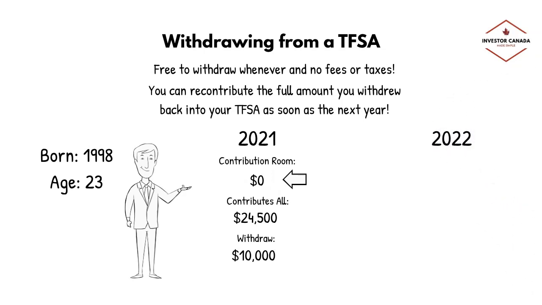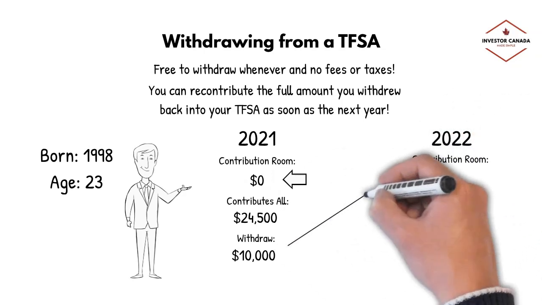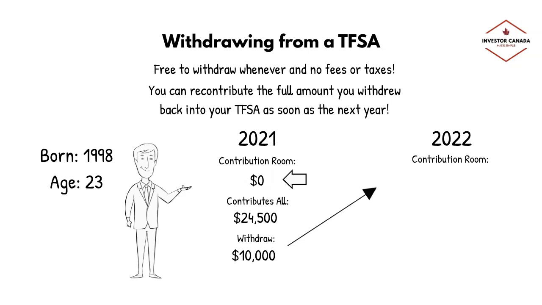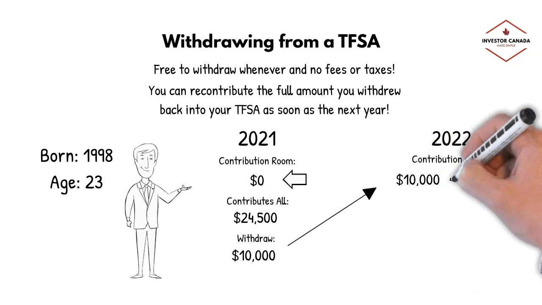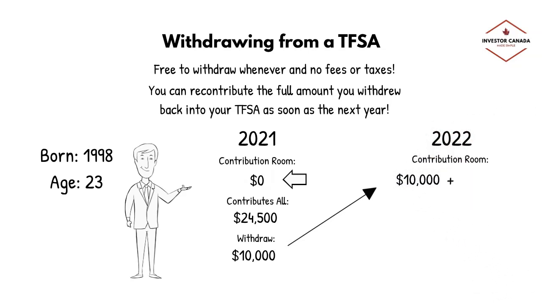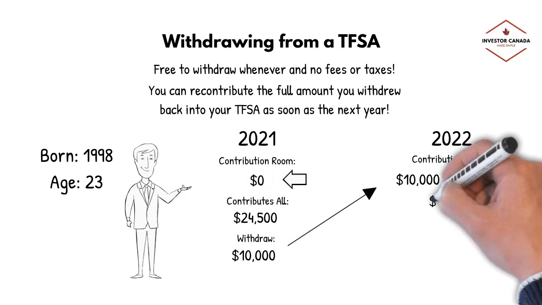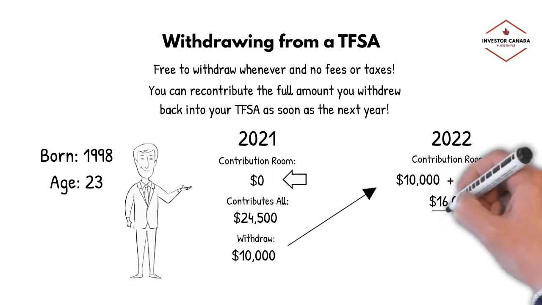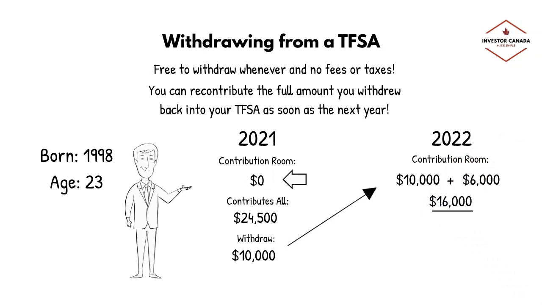But now let's say it's January 1st in 2022. Your contribution room will now allow you to recontribute that $10,000 you withdrew last year, plus the additional contribution room that the government may allow in 2022, which for example could be $6,000. This would give you a total of $16,000 in the available contribution room for 2022.